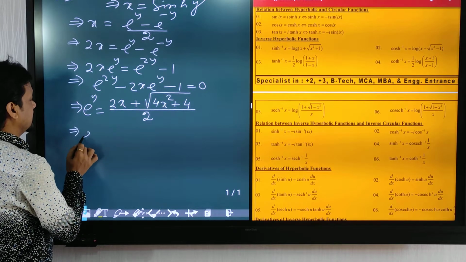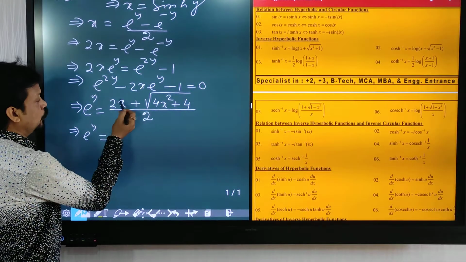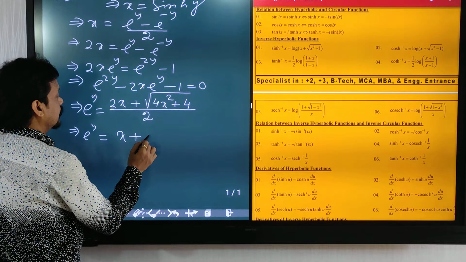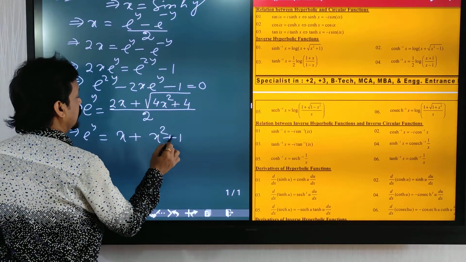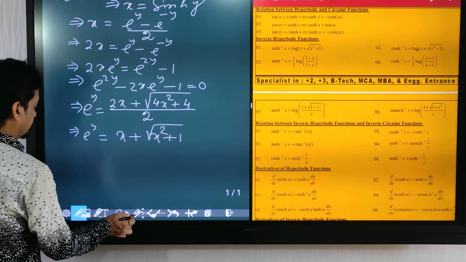So very interesting it is that take 4 common, it will become 2, 2, 2, 2. It will cancel out. So it will become x plus square root of x square plus 1. Clear?